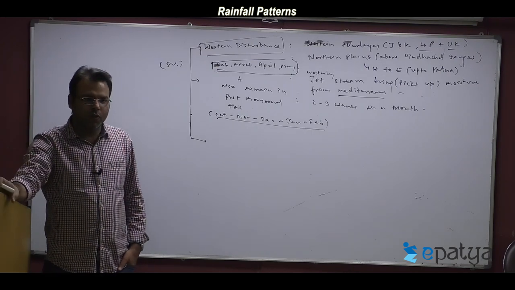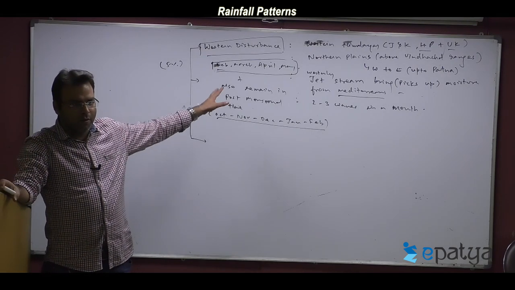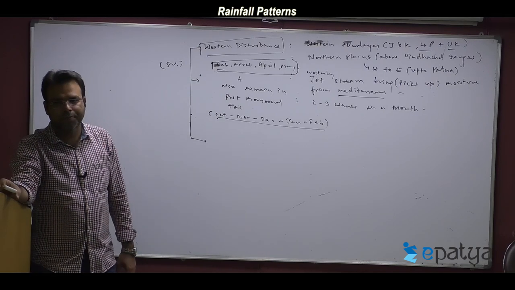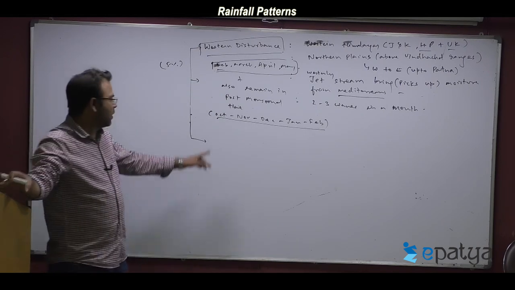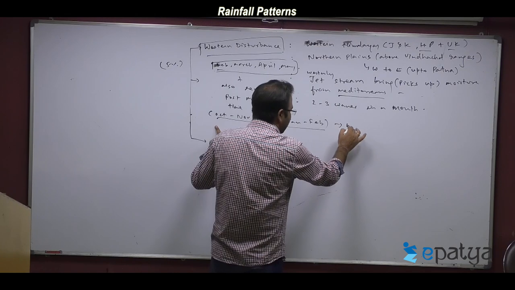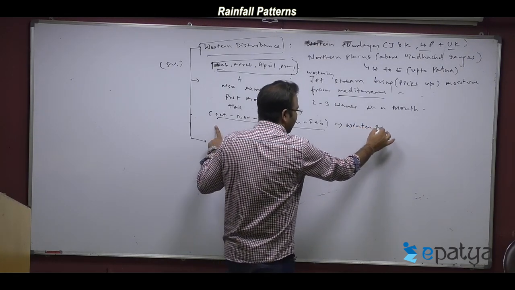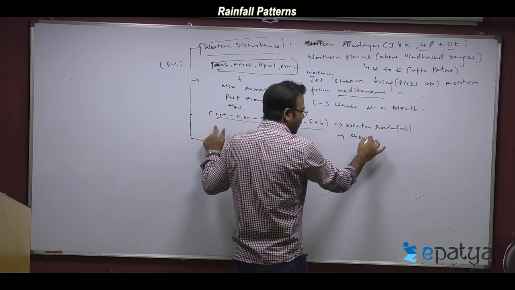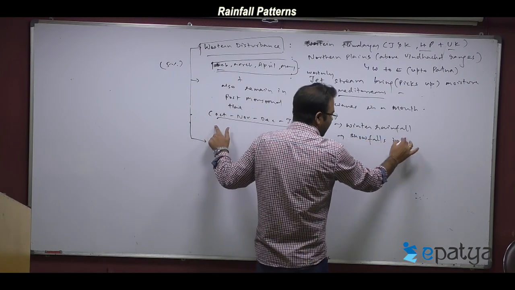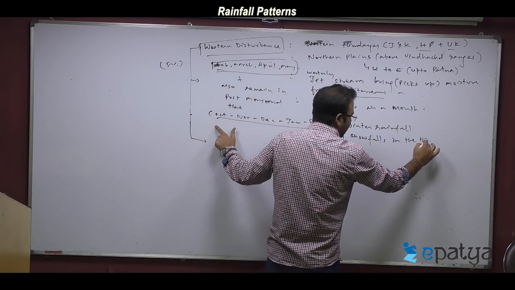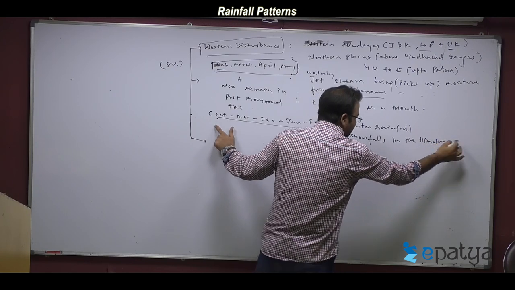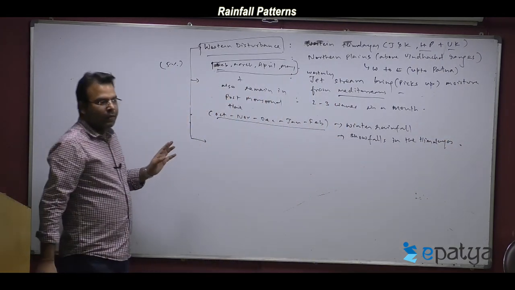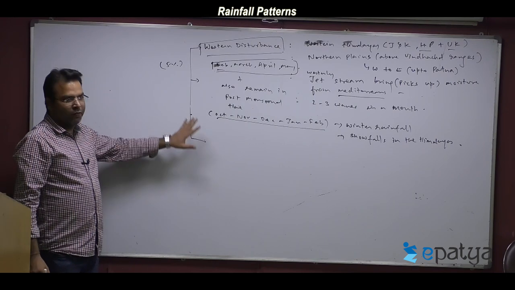The snowfalls in the Himalayas, the reason is western disturbance. So this is also winter rainfall actually. This is nothing but winter rainfall in the northern plains or the snowfalls in the Himalayas. It produces cold waves actually. So this is one point.